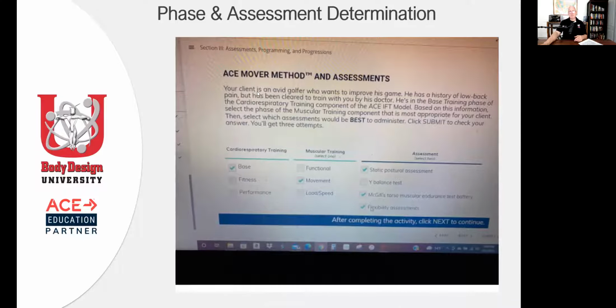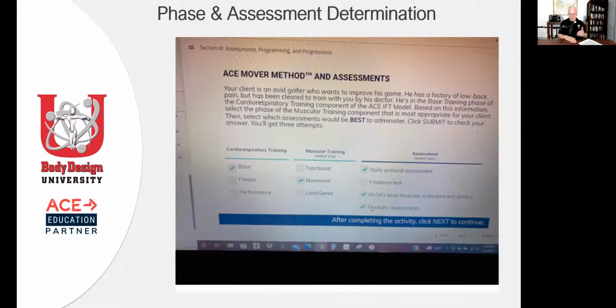So there's two pieces of information. Avid golfer, he's athletic. It doesn't matter that it's golf. It's still an athletic endeavor. He's trying to improve his game, he's trying to improve performance. He's in the base training phase of the cardio. Okay, that's easy. Why? Because he doesn't do any cardio.